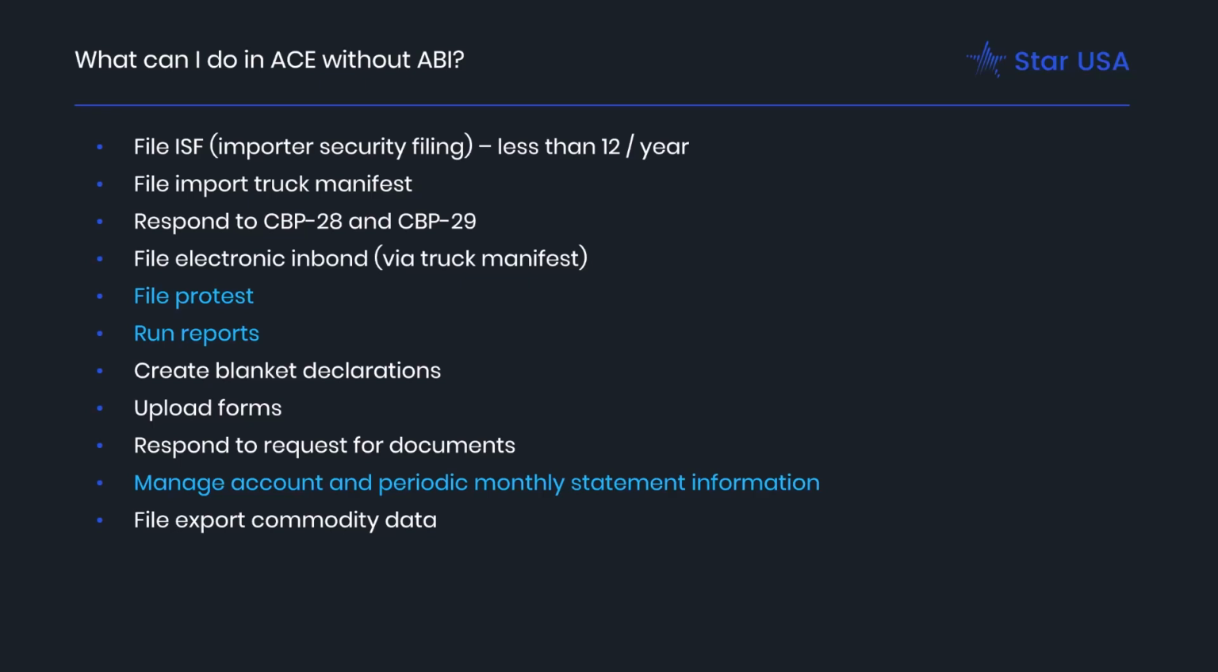Without ABI, you can't file entry, you can't file entry summaries, you cannot file drawback, and currently you cannot make post summary corrections. CF28 notifications generally show up on the Home tab, and then you can access them by clicking on them, but they show up in the Home tab. You can also pull reports to see if you have information out on you.